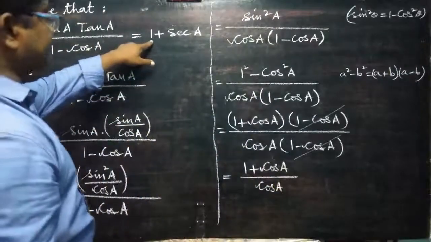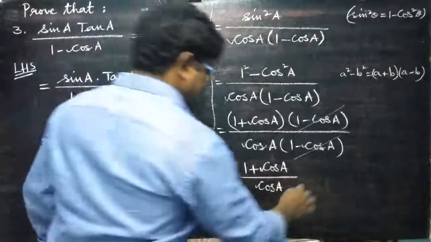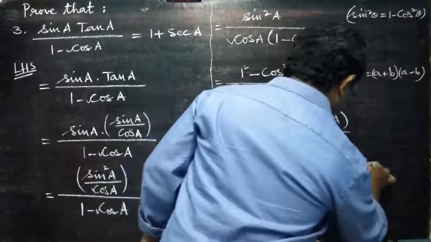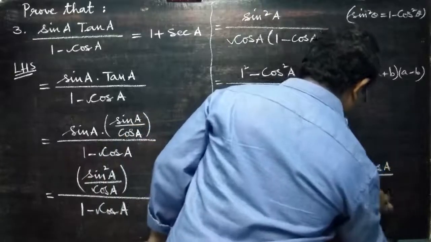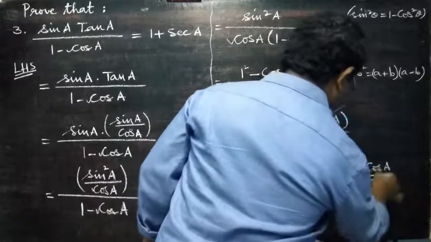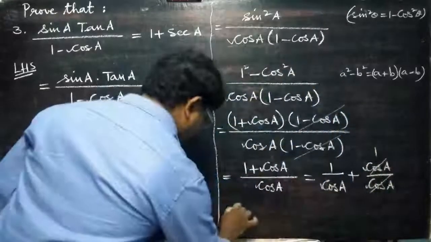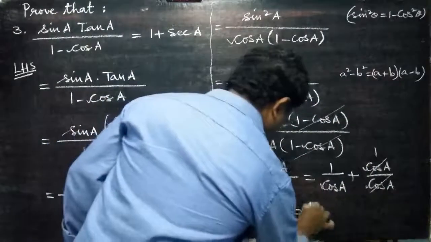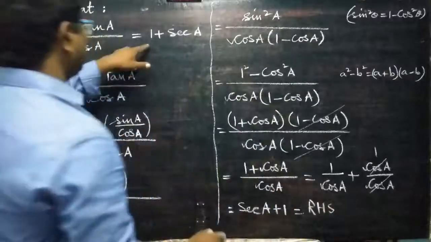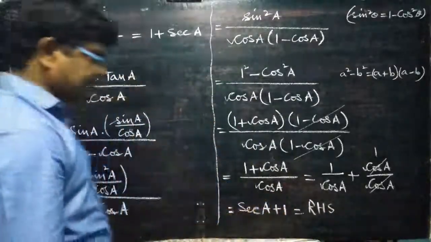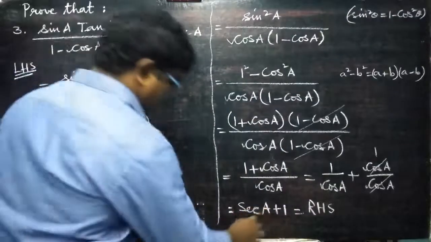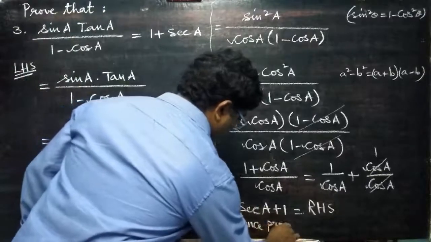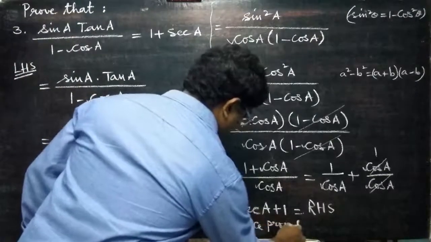What is RHS? 1 plus secant A. Separate it. That is equal to 1 by cos A plus cos A by cos A. Cos A goes in cos A one time. 1 by cos means what? Secant. Secant A plus 1 is equal to RHS. We came to RHS. 1 plus secant A or secant A plus 1, both mean the same. For addition there is no difference. Is equal to RHS. Hence proved. Because they told us to prove that.